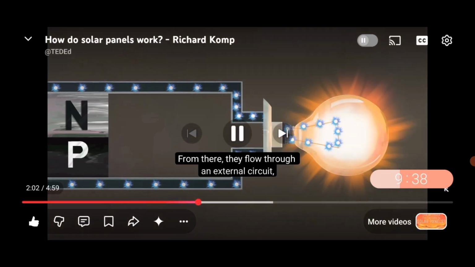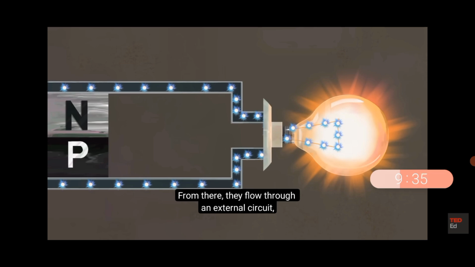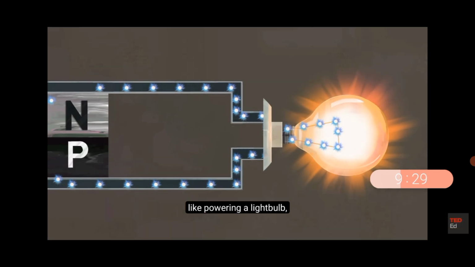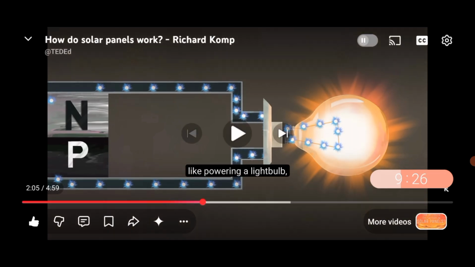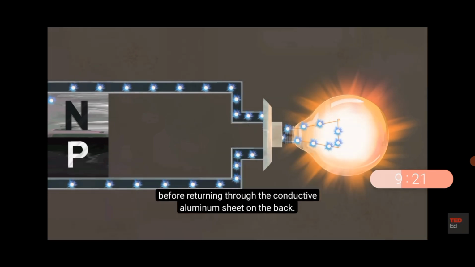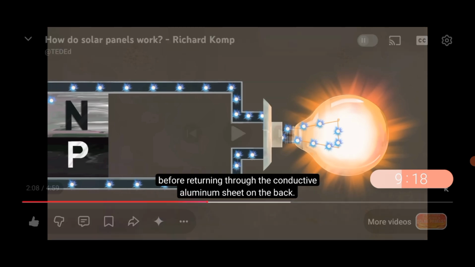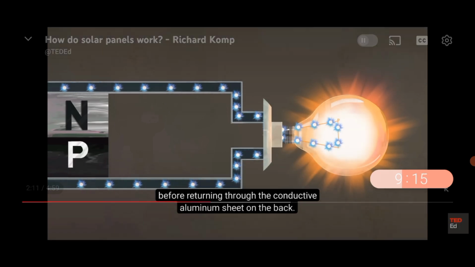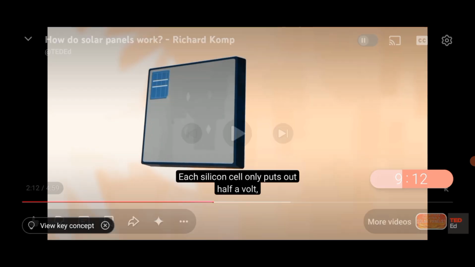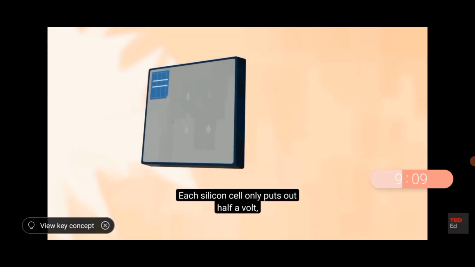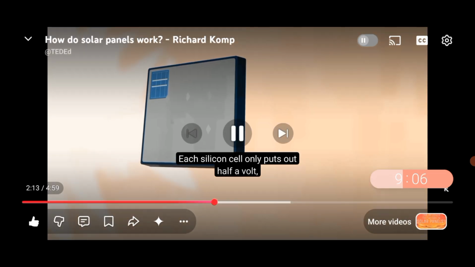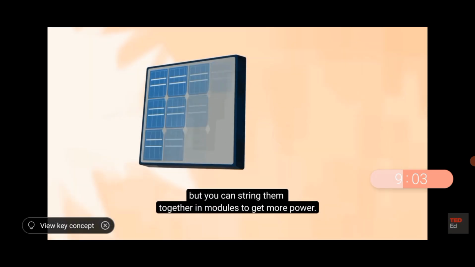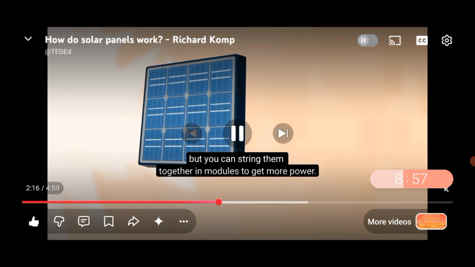From there, they flow through an external circuit, doing electrical work like powering a light bulb before returning through the conductive aluminum sheet on the back. Each silicon cell only puts out half a volt, but you can string them together in modules to get more power.